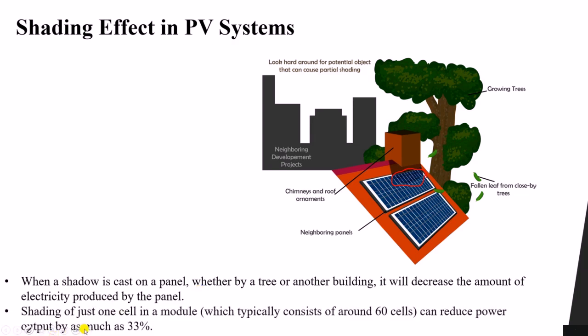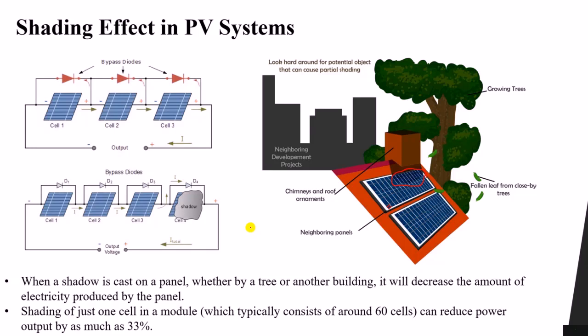Now, shading of just one cell in a module, just one cell like this, which typically consists of around 60 cells, can reduce the power output from the panel by as much as 33%. So you can see that this shading effect is really harmful for our PV system.